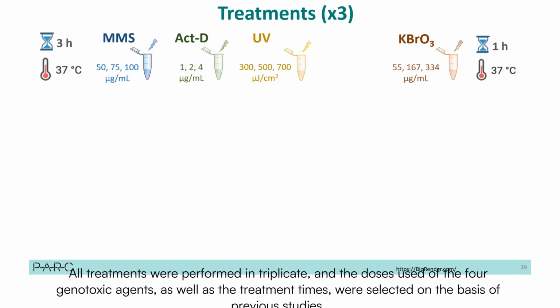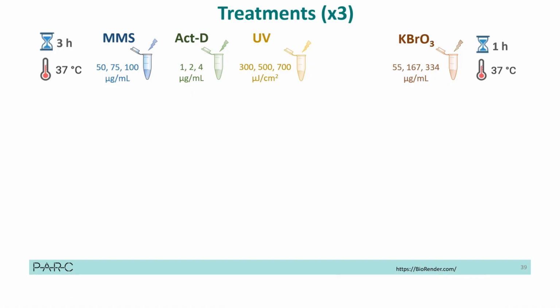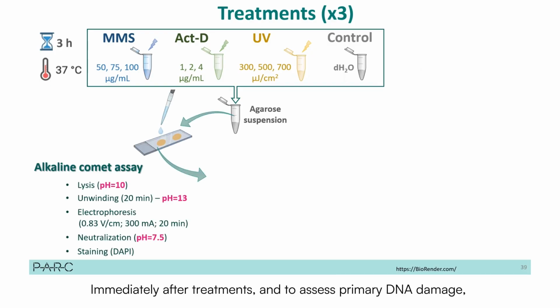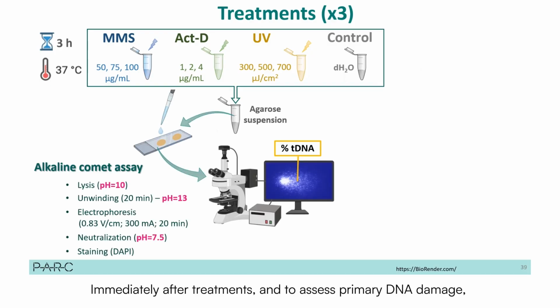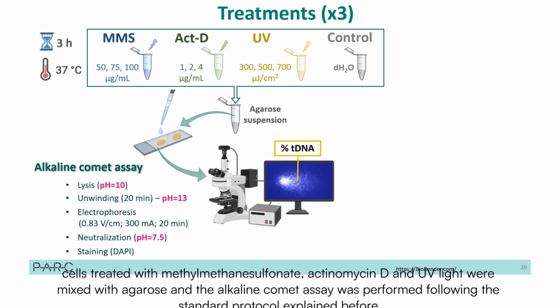All treatments were performed in triplicate, and the doses used of the 4 genotoxic agents, as well as the treatment times, were selected on the basis of previous studies. Immediately after treatments, and to assess primary DNA damage, cells treated with methylmethane sulfonate, actinomycin D, and UV light were mixed with agarose, and the alkaline COMET assay was performed following the standard protocol explained before.